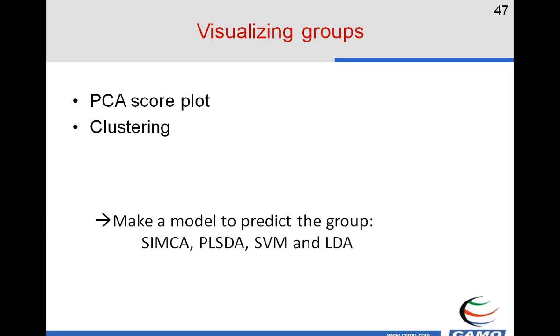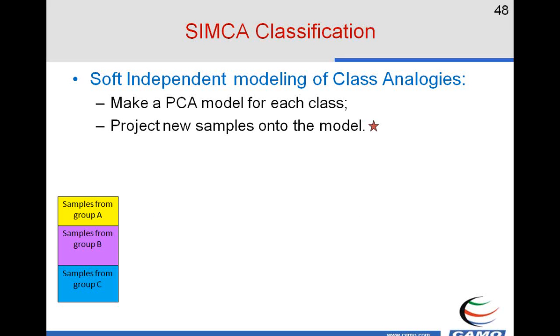So to make a model, we have in Unscrambler X 4 different options. We have SIMCA, which uses PCA models. And then we have PLS Discriminant Analysis, Support Vector Machine, and LDA. So here I'm just going to present you two different classification methods. So the first one is SIMCA, which stands for Soft Independent Modeling of Class Analogies.